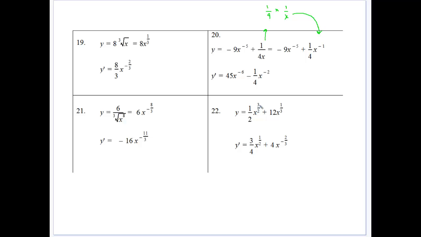And half x to the power of 3 on 2 multiplies to give us 3/4. We subtract 1 from 3 on 2 gives us a half. And 1/3 times 12 gives us a quarter, and we subtract 1 from a third, gives us minus 2 on 3. So there we go.